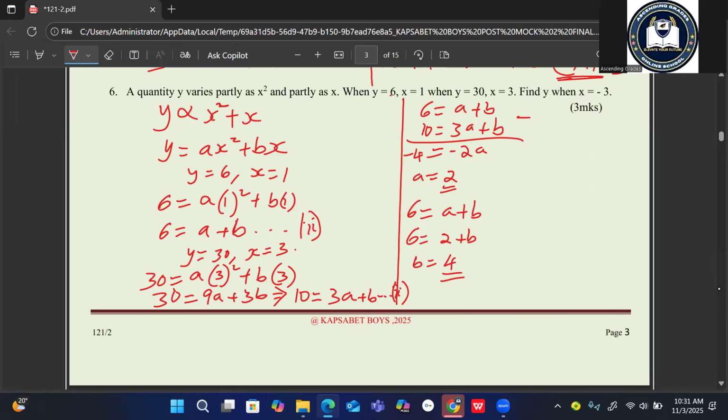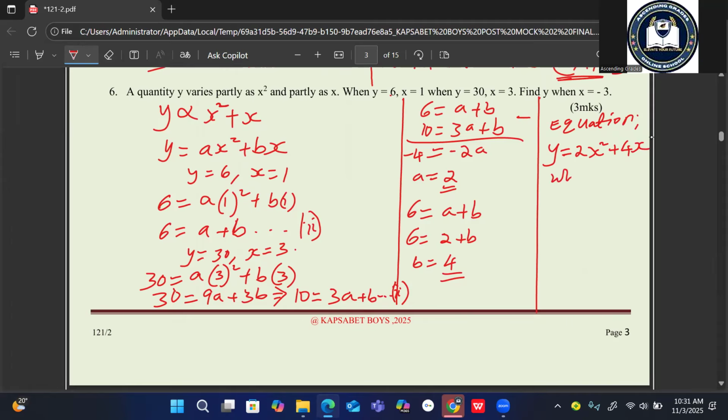Therefore, we are asked to find y when x is -3. So it means that our equation becomes y is equal to, our a is 2, so it's equal to 2x squared plus 4x.